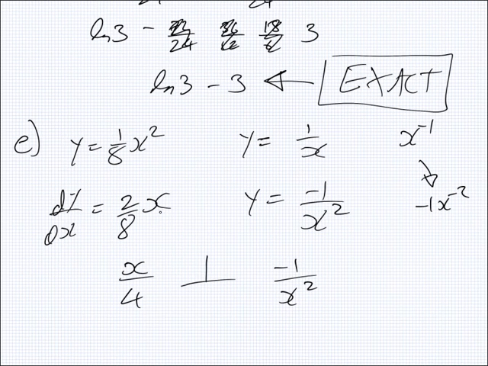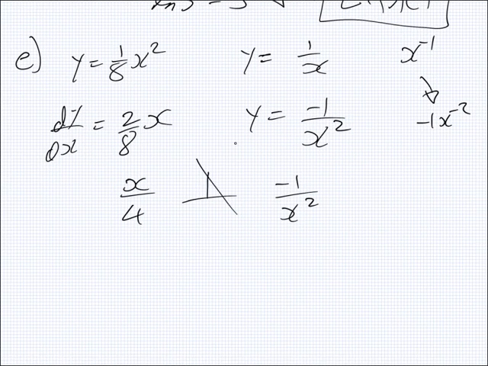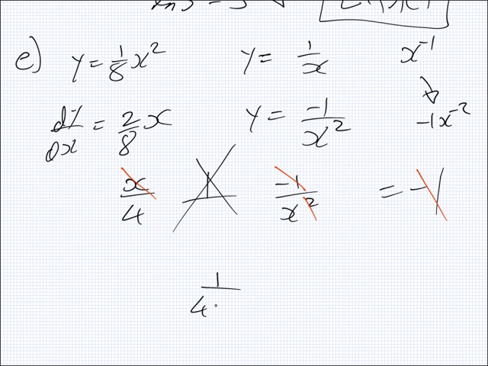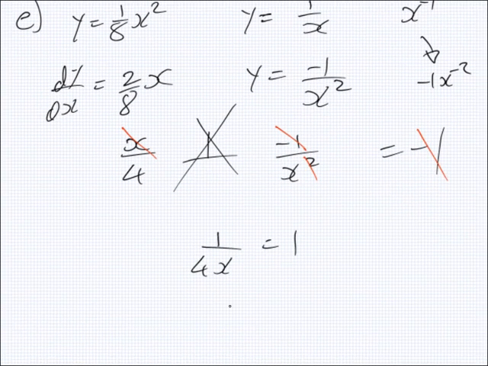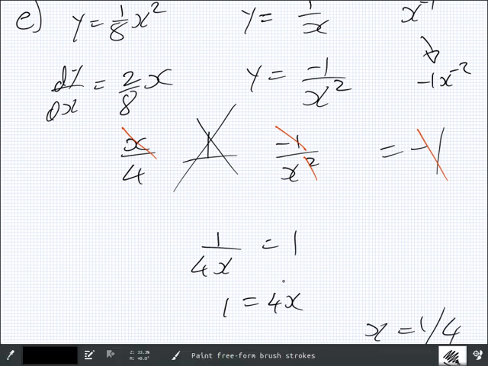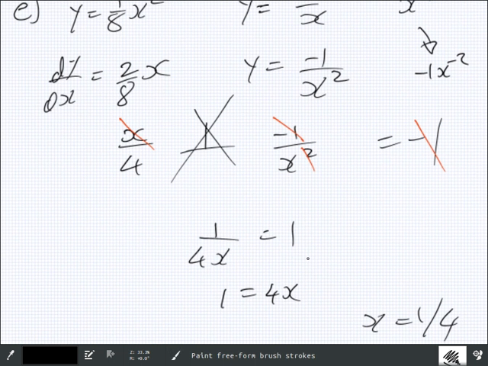That's a little bit more convenient because then all I have to do is multiply these two and say it's equal to minus 1. Now that's nice because you can cancel this minus 1 with that minus 1. You can cancel the x with the x here. So you're left with 1 over 4x equals 1. So that means 1 equals 4x. So x is a quarter. So that's the answer for that one.